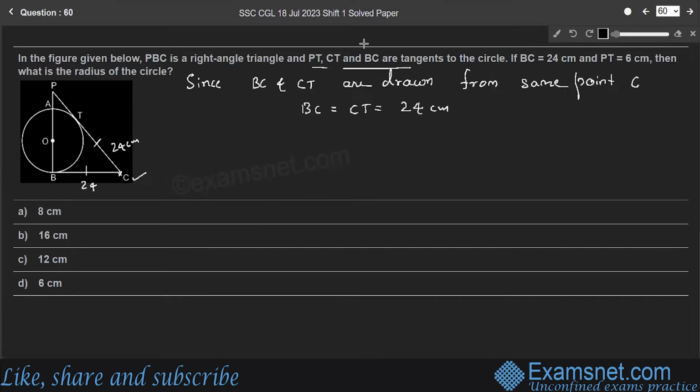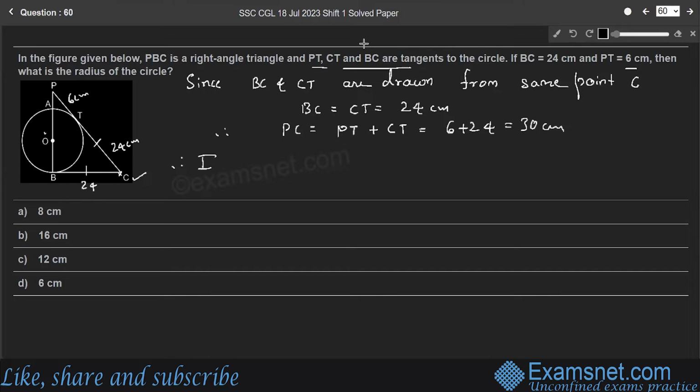And PT is already given, which is 6 centimeter, right? Therefore, PC is equal to the sum of PT and CT, right? So PC is equal to 6 plus 24, which is 30 centimeter. Why do we need PC? To get the value of PB.